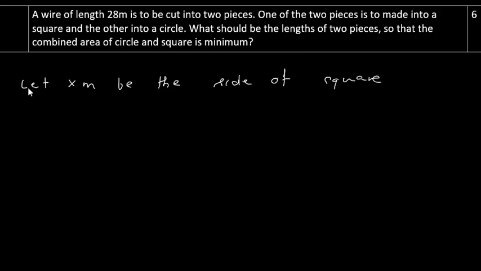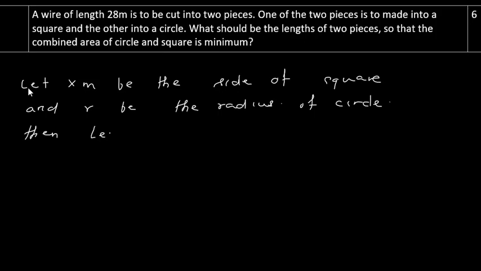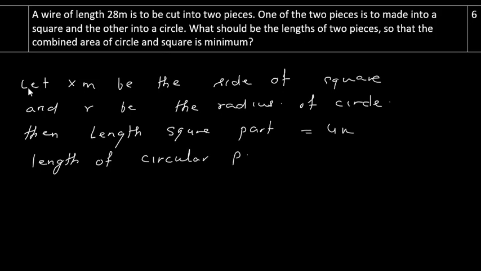We will consider x as the side of the square and we will consider r to be the radius of the circle. Then the length of the square part will become 4x, and the length of the circular part will become 2 pi r.